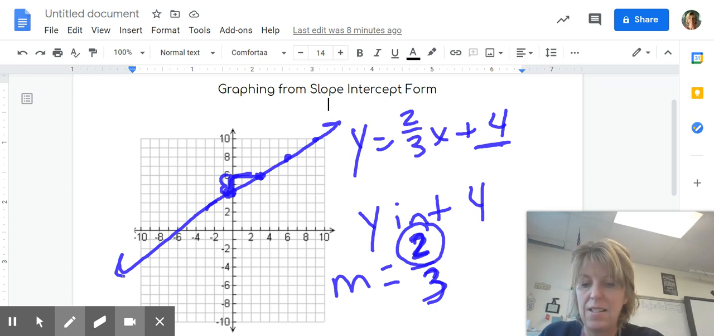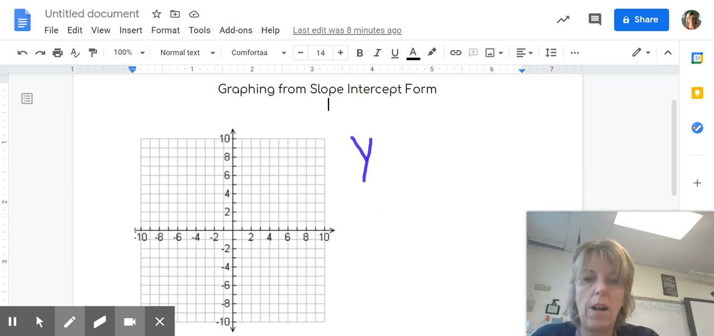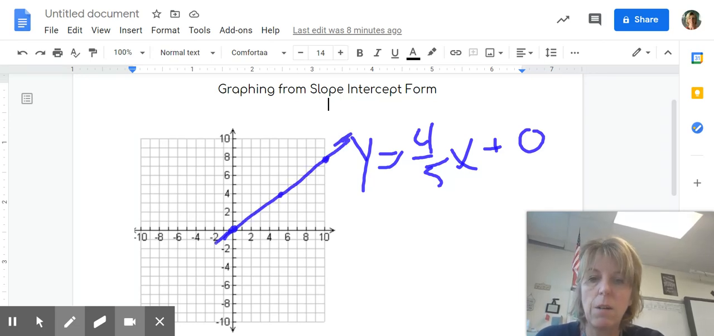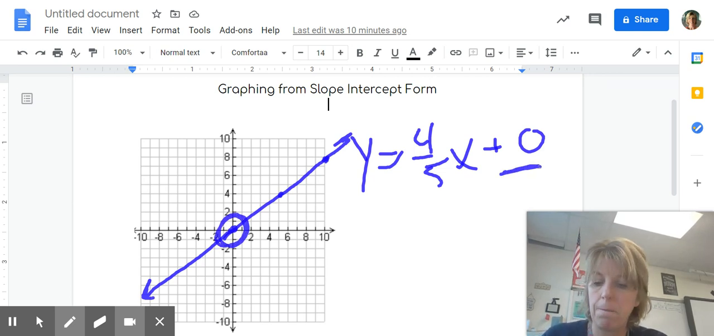Right? And the last ones, a couple exceptions. What if I get y equals 4/5 x? What is the constant? What is the y-intercept? Remember, there's an invisible plus 0 right there. So our y-intercept is the point of origin. It's dab smack in the center of the graph. And if our slope is 4/5, we're going to go up 4 and then over 5. So that fraction tells us up 4 over 5, but it's going to go through the point of origin because there's that invisible plus 0 right there.